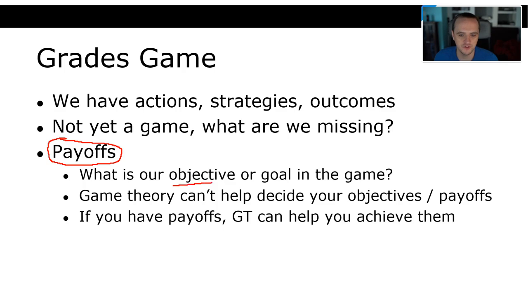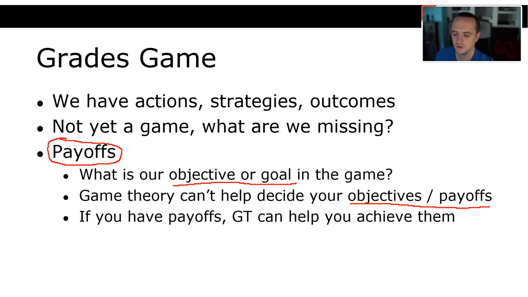So what is our objective or goal in the game? We haven't said that, right? Is an A something we want? Is a B something we want? Like, what are we doing? What are we trying to maximize? So, game theory can't necessarily help you decide your objectives or your payoffs. But, if you have the payoffs, then game theory can help you achieve them. Okay? So what does that mean?